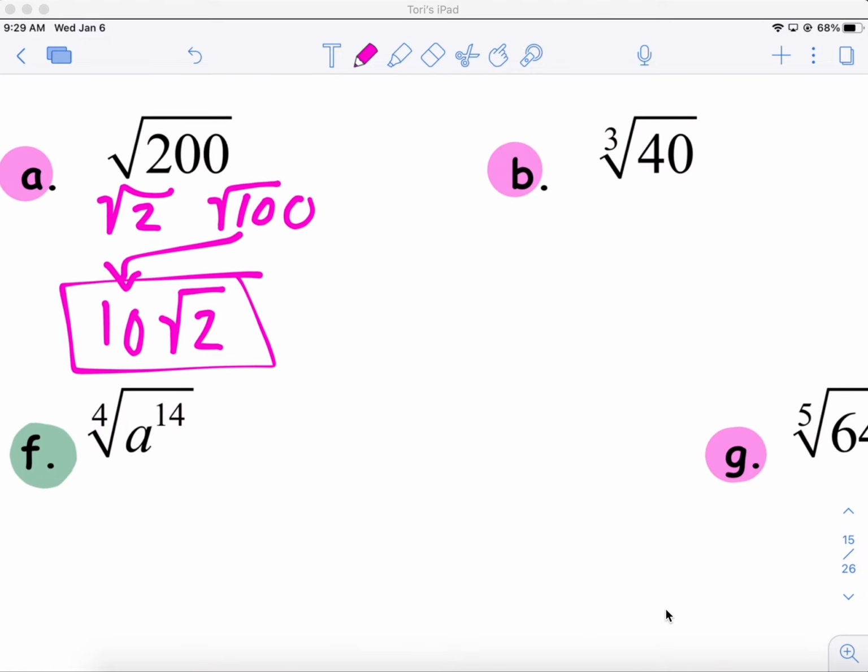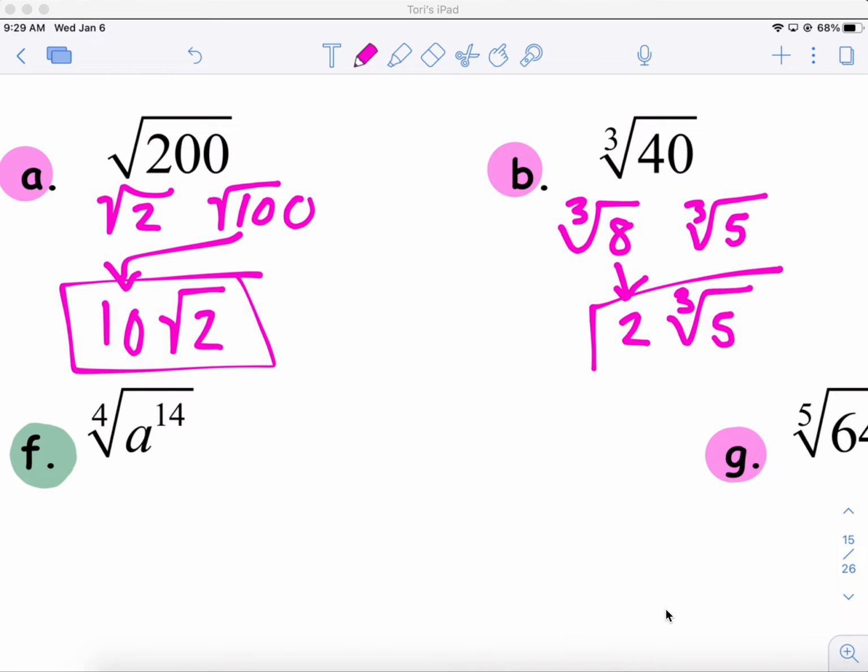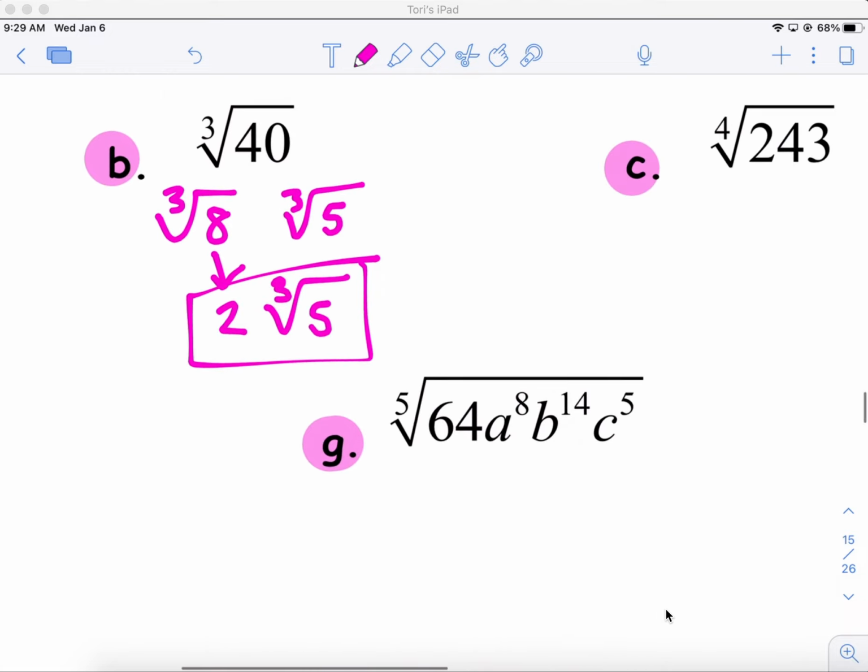If I'm looking inside of 40 to see are there any cube roots, the only one that comes up is 8. So I could say the cube root of 8 and the cube root of 5, right? 8 times 5 is 40. This guy would make a 2, and the cube root part would stay the same. So this would be my answer. You're just looking for what they have in common.